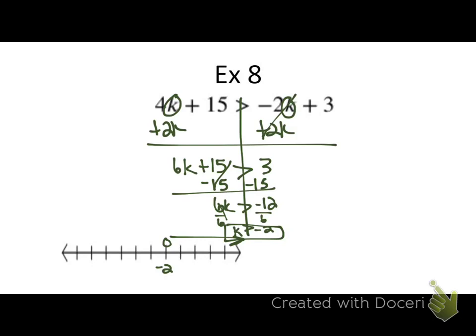Is that what you got? I didn't get a negative. K is greater than -2. I did get a negative, I just didn't write it. Oh, so I would have been able to get a big red check mark.